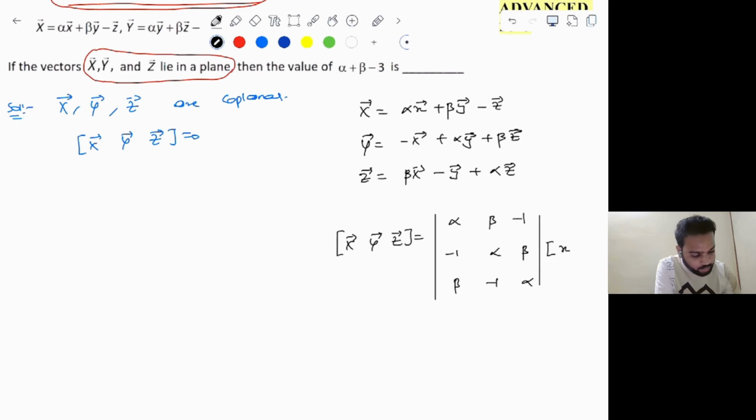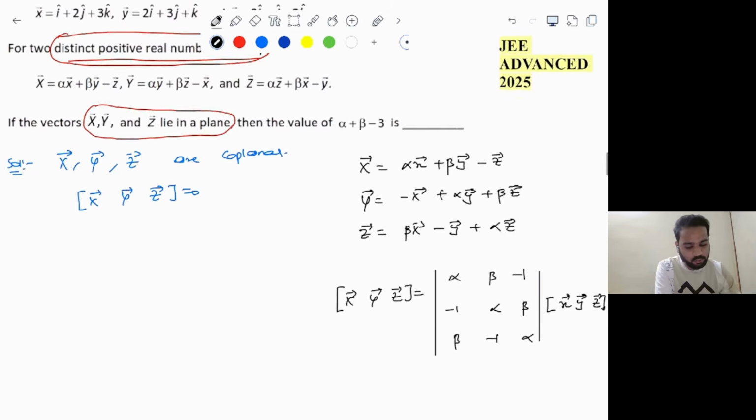This is multiplied by the box of small x, small y, small z. That is the vectors as the coefficients in this capital X, capital Y, capital Z. So this is our property. Whenever we have three vectors as a linear combination of three other non-coplanar vectors, we can directly write the box product of these vectors as equal to the determinant of all the coefficients, put in order, multiplied by the box of x bar, y bar, z bar, that is small x, small y, and small z.